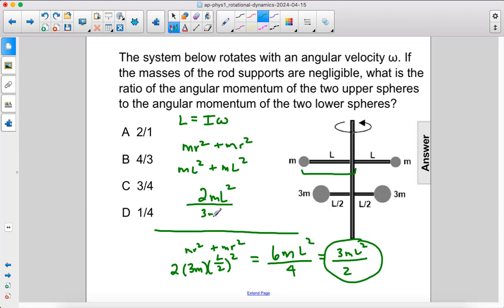So we have 3ml squared over 2. Now we're dividing by a fraction, which is the same thing as multiplying by the inverse. So therefore we have 2ml squared times 2 over 3ml squared. Now the ml squared is going away, and we end up with 4 over 3. The answer is B.